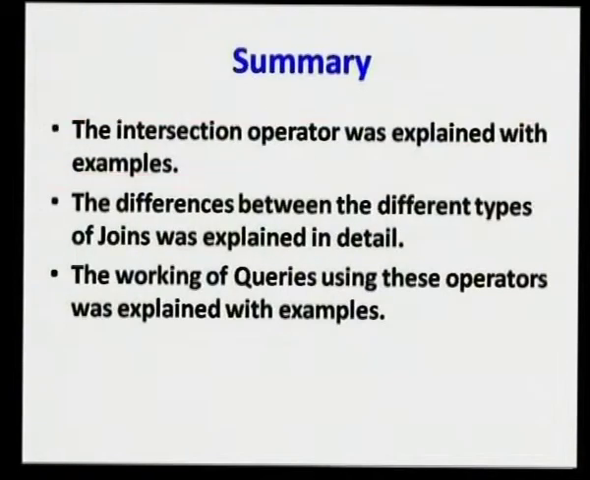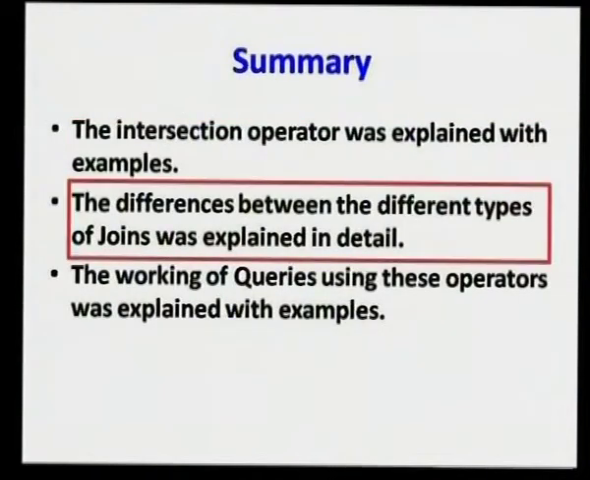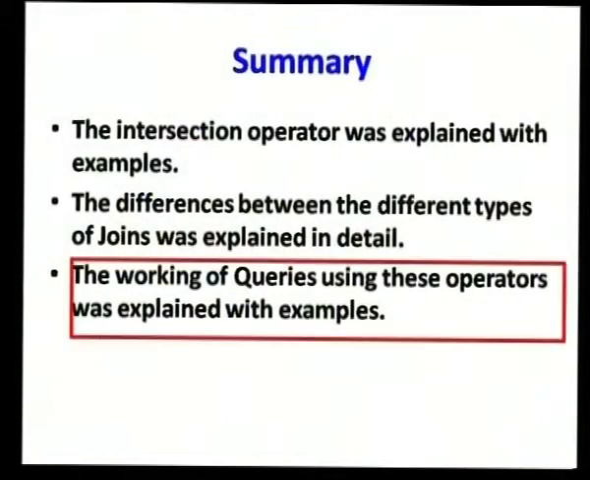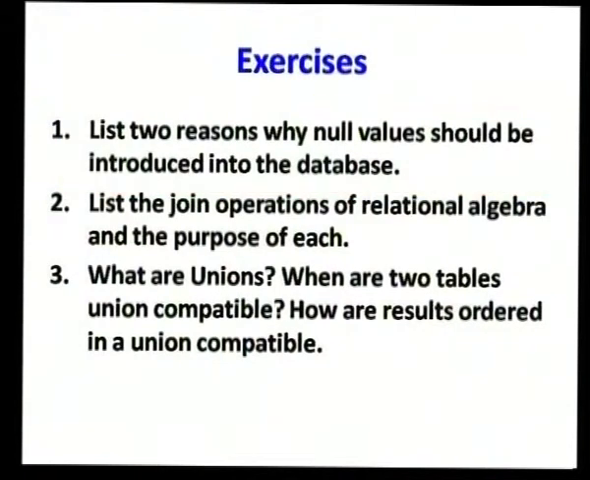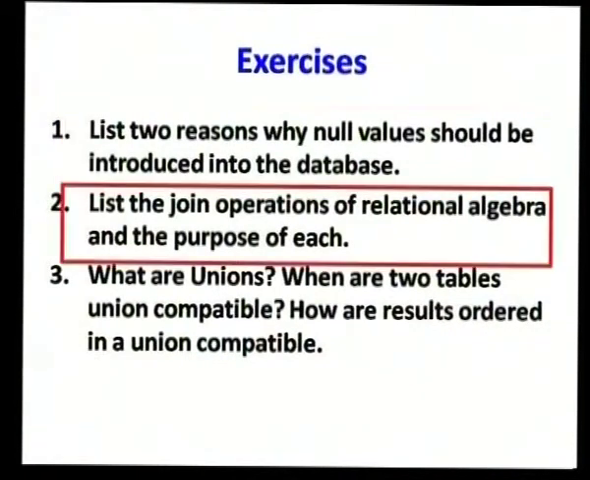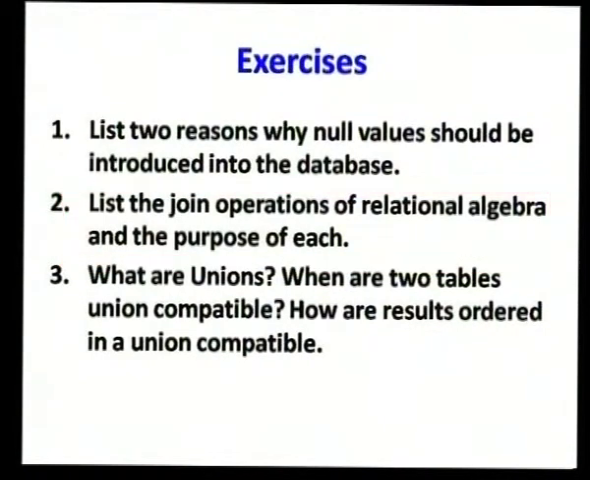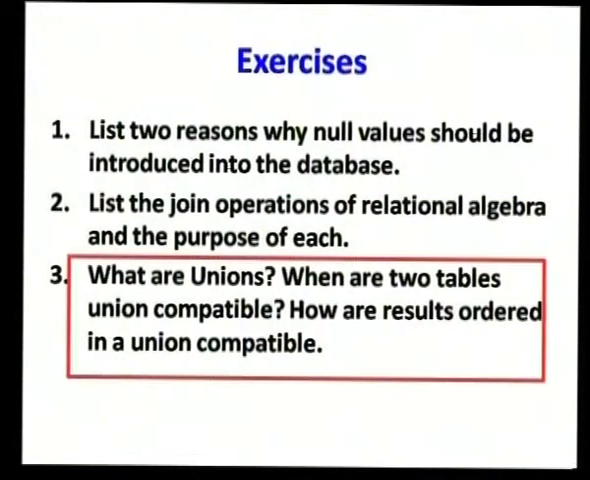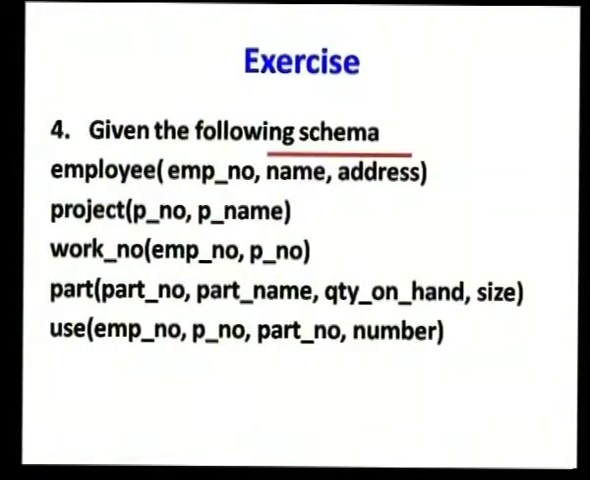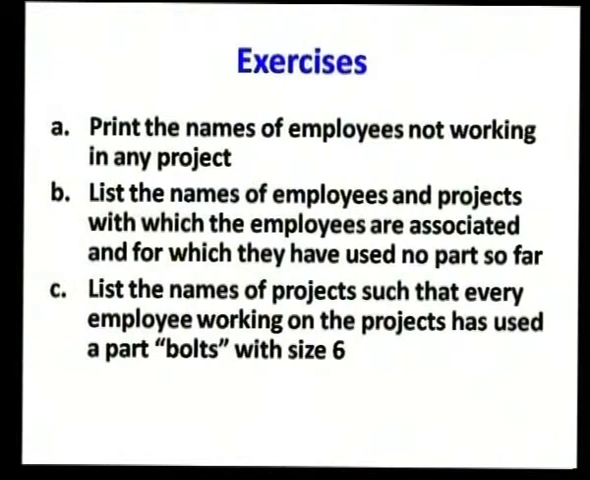So, in this lecture we have seen the intersection operation and the differences between the different types of joins, which have been explained in detail, along with the working of the queries. Now, I want you to do the following exercises. List 2 reasons why null values should be introduced into databases; we saw that in the outer join example. List the join operations of relational algebra and the purpose of each. What is a union, and when are two tables union compatible? I have given you a schema, the same schema we saw, and some additional queries for that particular schema.